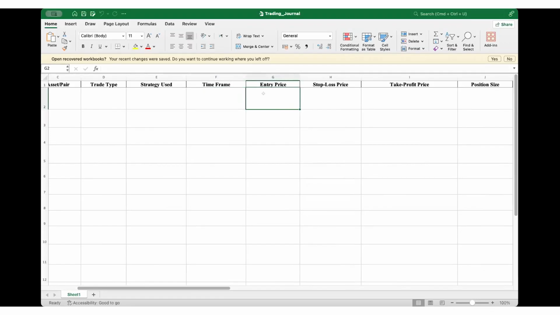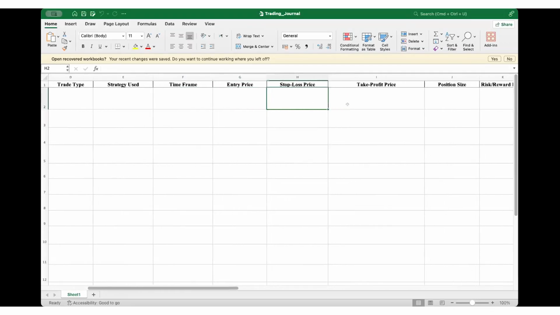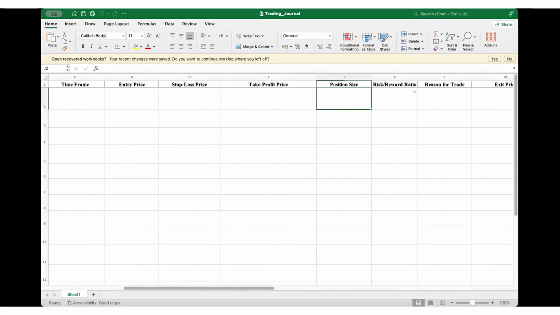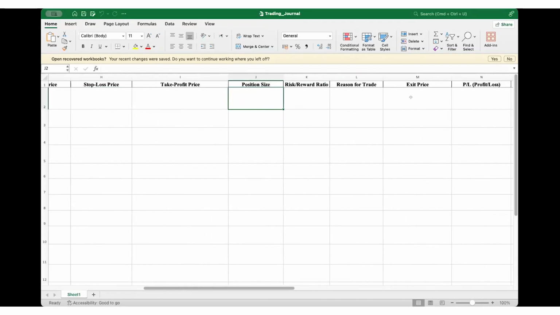Entry point, mention the entry price, and stop loss price, mention your stop loss, take profit, the position size that you choose, risk to reward ratio, and reason for trade. Just clearly mention it. For example, if you're trading with the Bollinger Band, clearly mention that you saw the price pass the upper level of the Bollinger Band and RSI was in the saturation area. So this will be the reason.